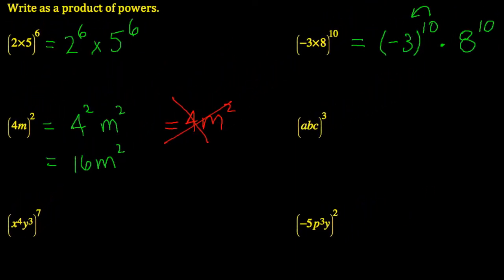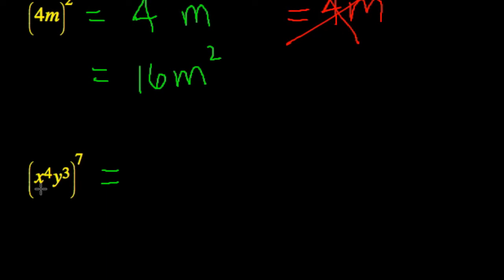Okay, moving on. Let's try it with multiple variables. We're looking at a times b times c, all raised to the exponent 3. Just like the last example, everything receives that exponent. So it becomes a to the exponent 3 times b to the exponent 3 times c to the exponent 3, and it's done. Now we'll try blending it with one of our earlier rules. It goes like this: x to the exponent 4 times y to the exponent 3, raised to the exponent 7.